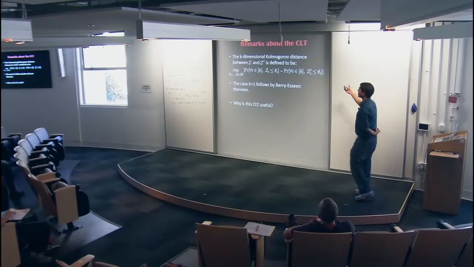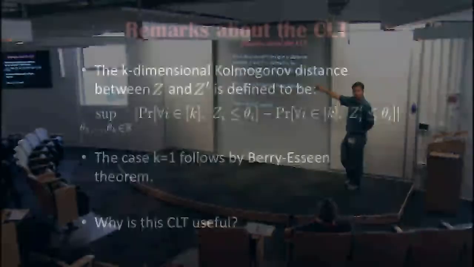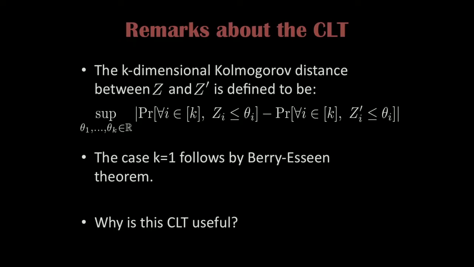And what's the k-dimensional Kolmogorov distance? You take a sup over theta 1 to theta k, which are real numbers, and then you ask what is the difference between the probability that all z_i are bounded by theta_i versus the probability that all z prime_i are bounded by theta_i. If you take k equals 1, you're just asking for the difference of the probabilities that z1 lies on one side of the real line versus z prime 1 lies on one side of the theta line. There's an obvious extension. Okay, so the central limit theorem makes sense?